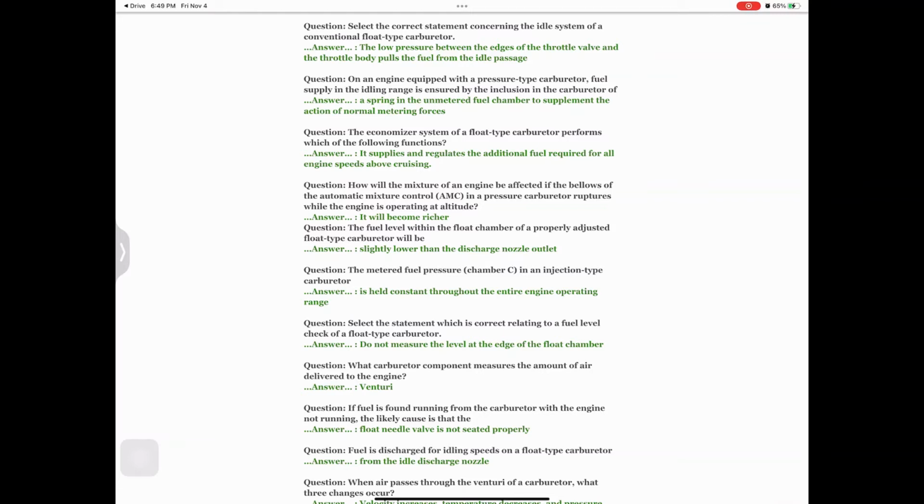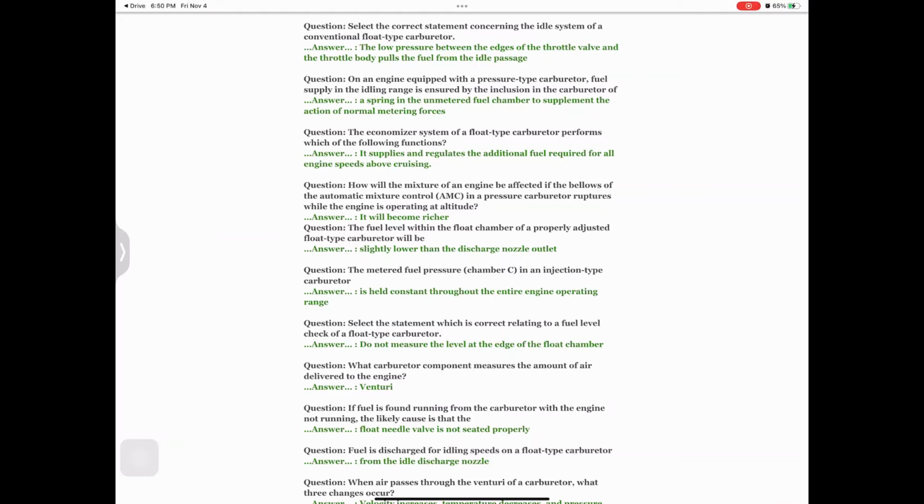Question: on an engine equipped with a pressure-type carburetor, fuel supply in the idling range is ensured by the inclusion in the carburetor of answer: a spring in the unmetered fuel chamber to supplement the action of normal metering forces. Question: the economizer system of a flow-type carburetor performs which of the following functions? Answer: it supplies and regulates the additional fuel required for all engine speeds above cruising.